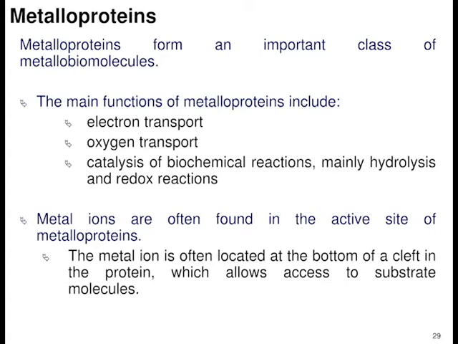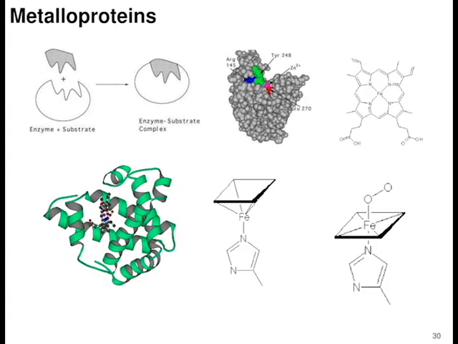Okay, so this is just a summary of electron transport, oxygen transport, and the characteristics of biochemical reactions, mainly hydrolysis and redox reactions. The metal ions are found at the bottom of the cleft in the active site of the metalloproteins. So you see, this is the same thing. Myoglobin is a lock and key model, because of the chiral nature of amino acids. That's why proteins are chiral, because all 19 of the amino acids I mentioned are chiral, just like sugar. Sugar also provides a chiral environment.